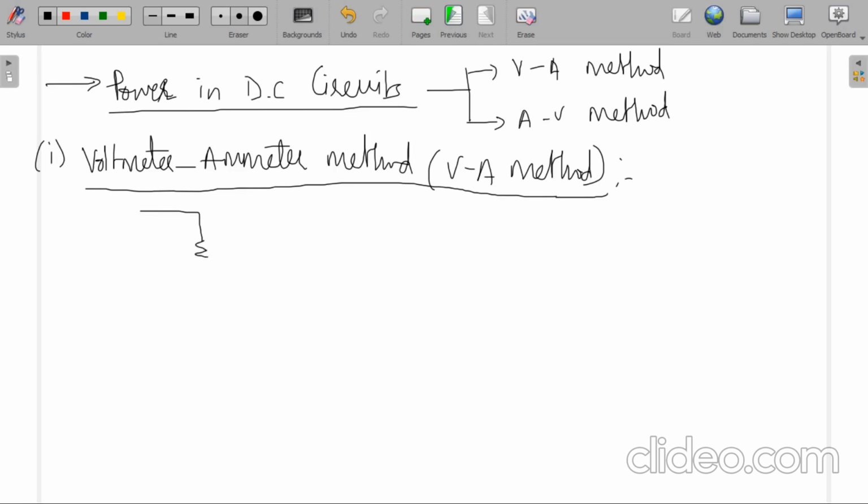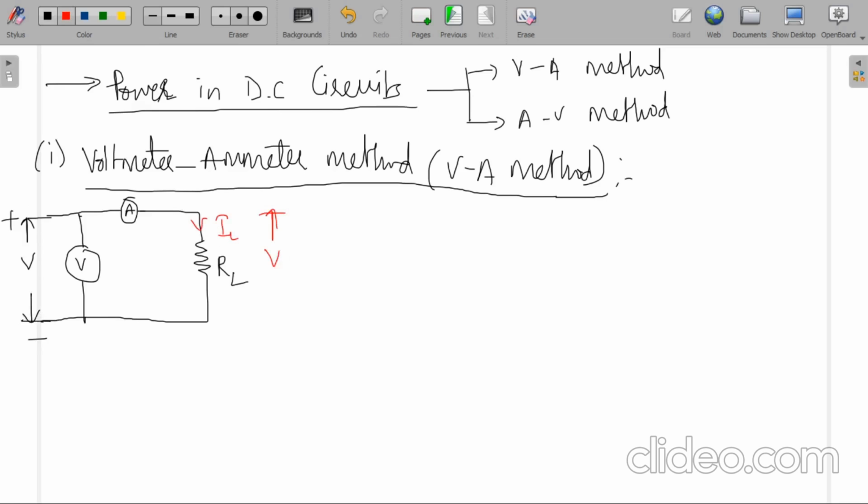You are going to find the power at this load. Let RL be the load resistance. First, let me connect voltmeter, then after ammeter. Let V be the supply voltage given to this circuit. Let IL be the current flowing through this. Let VL be the voltage across this RL.